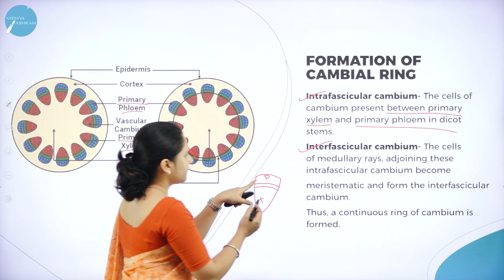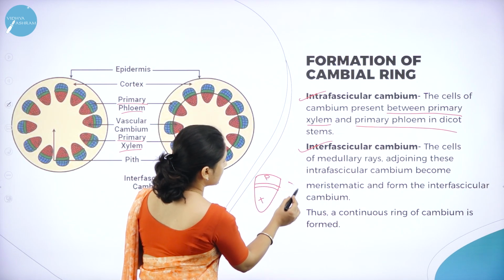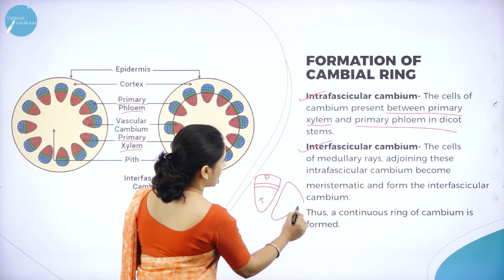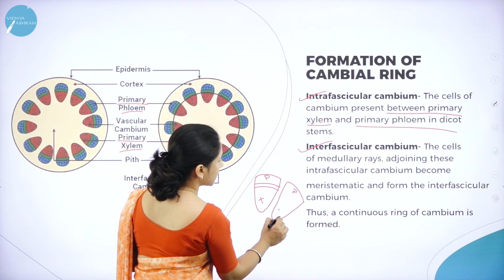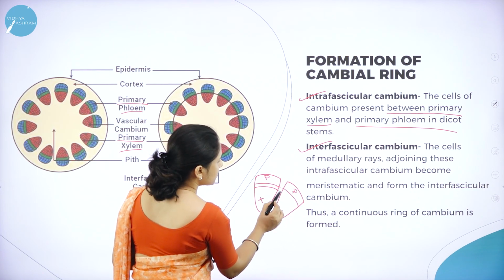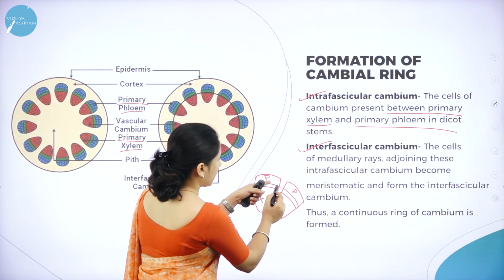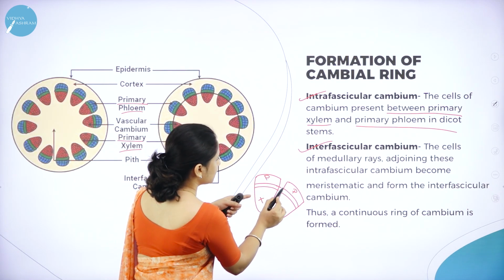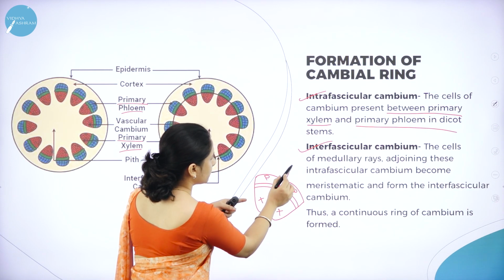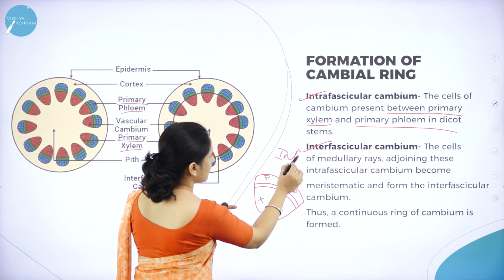So here, say for example, there is one more vascular bundle wherein the phloem, then the xylem and the intrafascicular cambium are being formed. Now, if the intrafascicular cambium extends between these two, then it will become the interfascicular cambium.